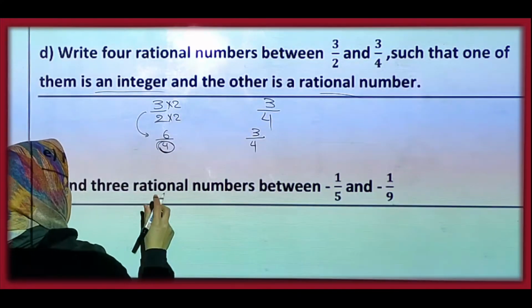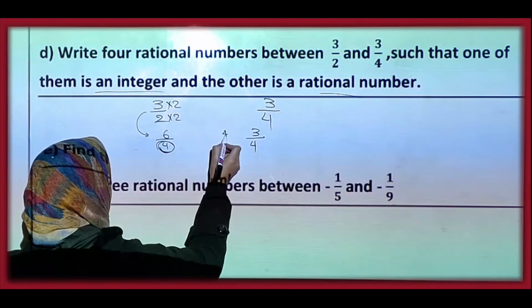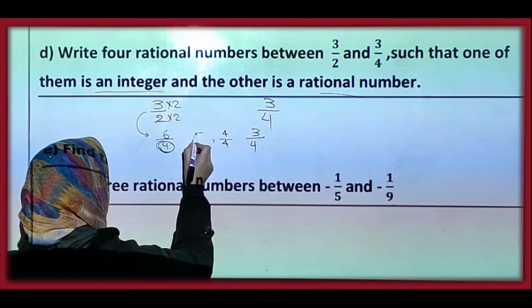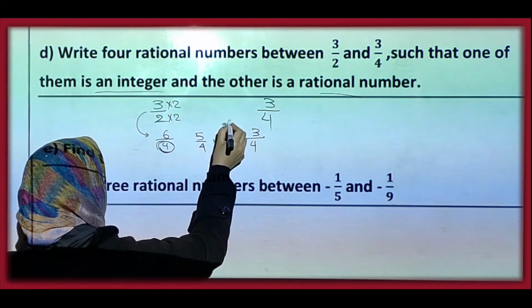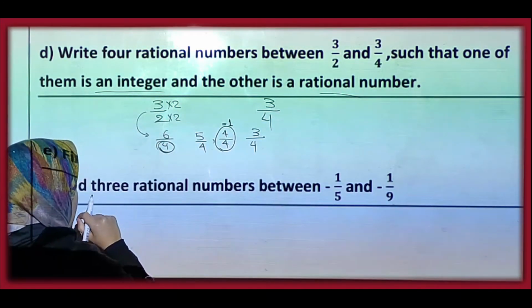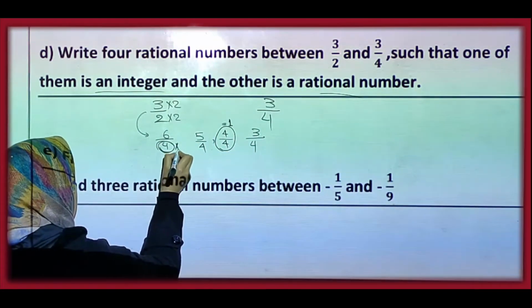To find the rational numbers between these two rationals, we have 4 over 4 and 5 over 4. 4 over 4 equal 1. We get the integer number. To find another two rationals, we can multiply by 10.